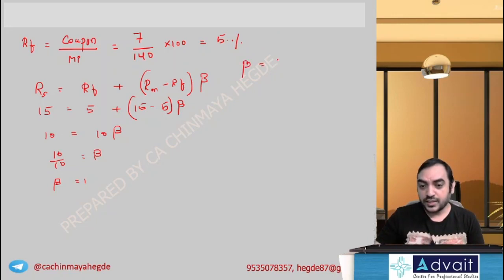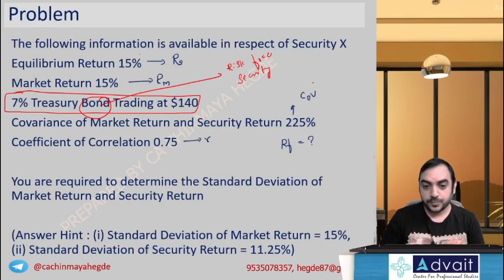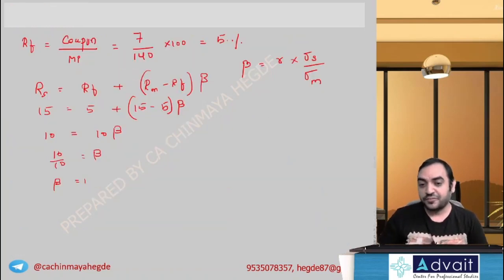And beta formula is R into standard deviation of security by standard deviation of market. They have not given both of them, but covariance between market and security is given to be 225. So beta, how do we calculate? Let's calculate the beta by one more formula before this. Beta equals covariance, because covariance is available, that's why. Covariance by market variance.